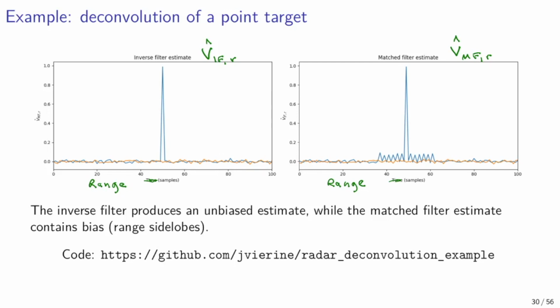The two plots shown compare the inverse filter and the match filter estimators for scattered complex voltage. The inverse filter is shown on the left and the match filter on the right. It is clear that the match filter estimator has estimation bias or range side lobes, which the inverse filter does not. Both estimators have a very similar estimation error, as the noise in the estimates is of comparable magnitude. It is clear that the inverse filter estimator is a better estimator in this case. You can download the code I wrote for this example on GitHub.